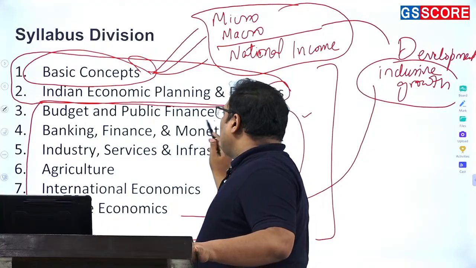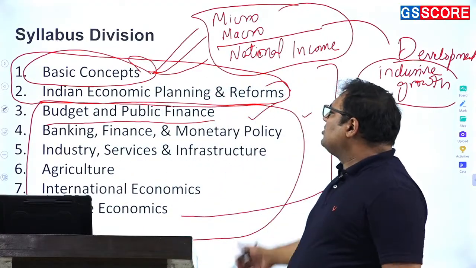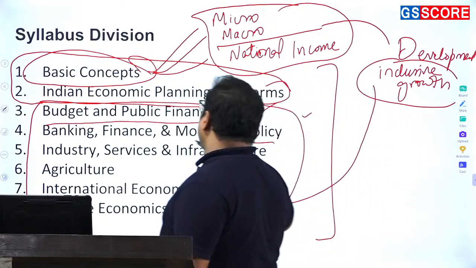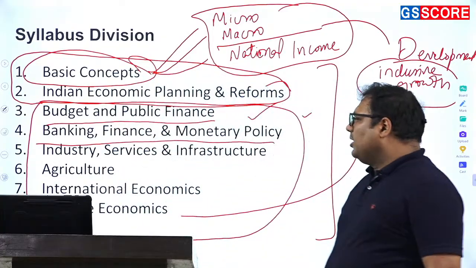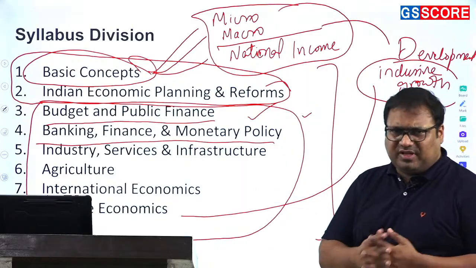And from these topics, there are so many themes. Almost 10-12 themes are there from the budget and public finance. Then similarly, about 10-12 themes you can cover from banking, finance and monetary policy as well. Similarly, from agriculture, international economics also we can cover a large number of themes.